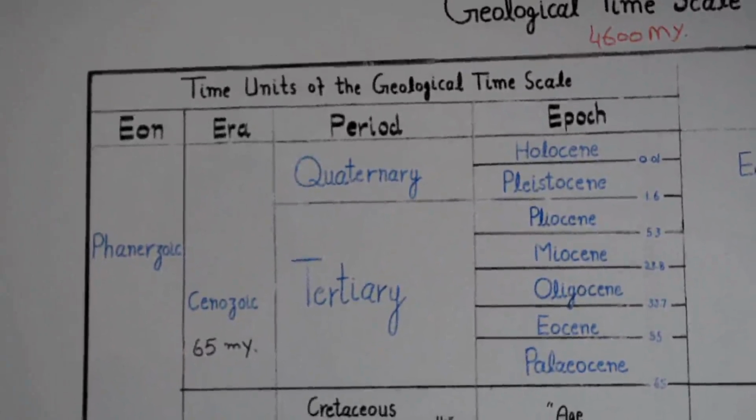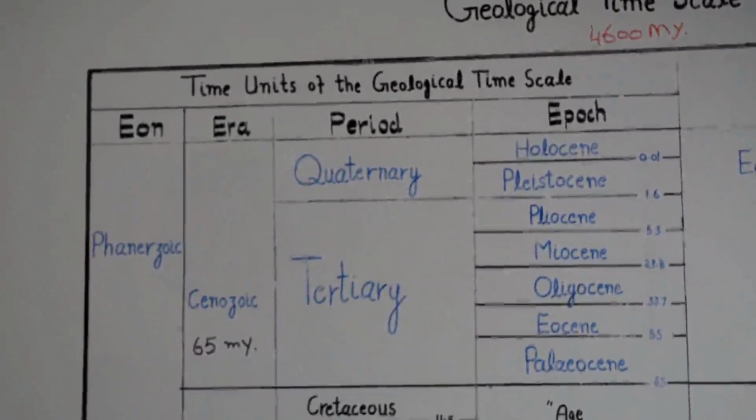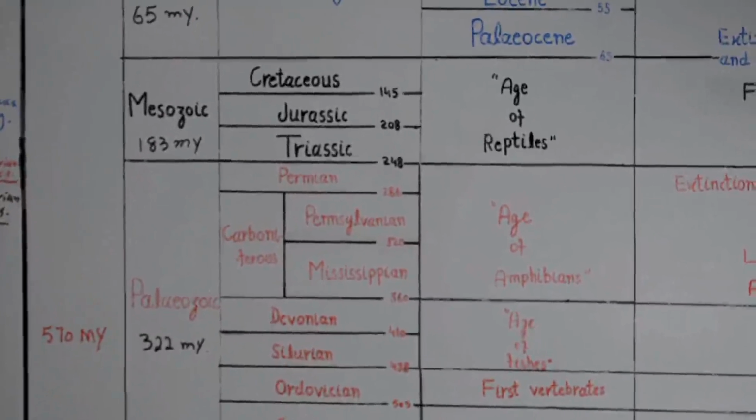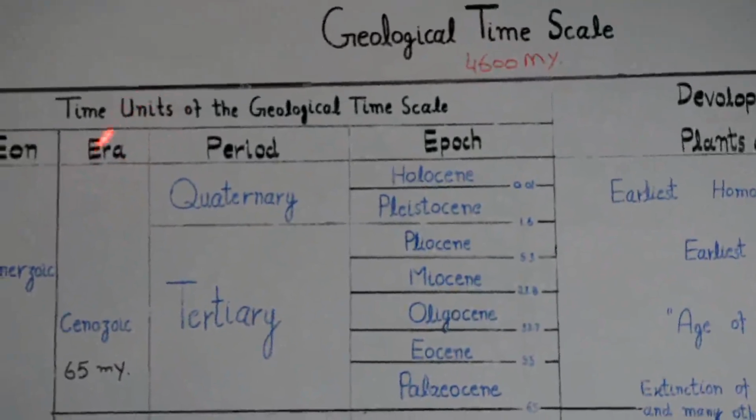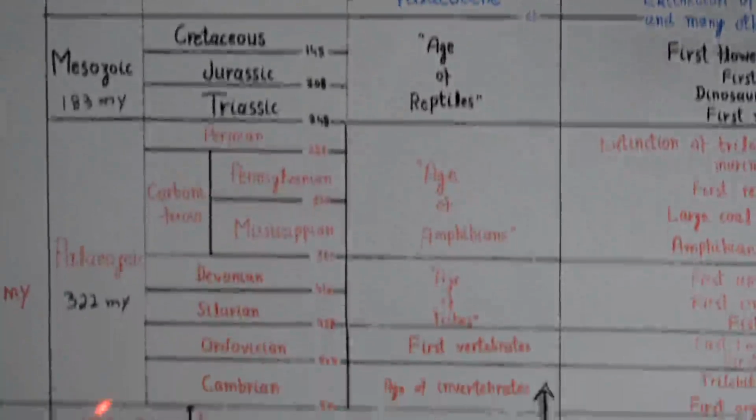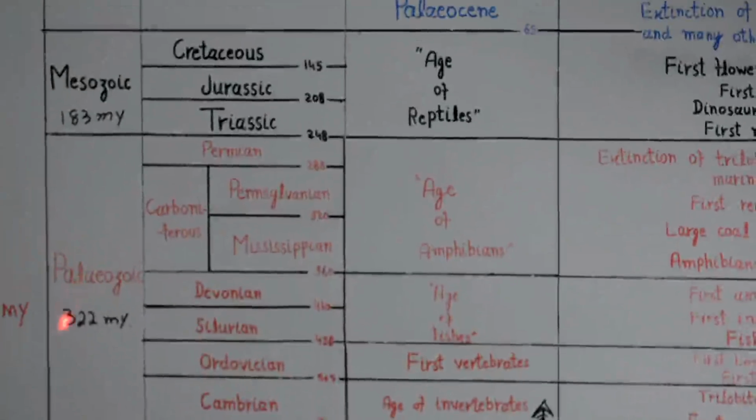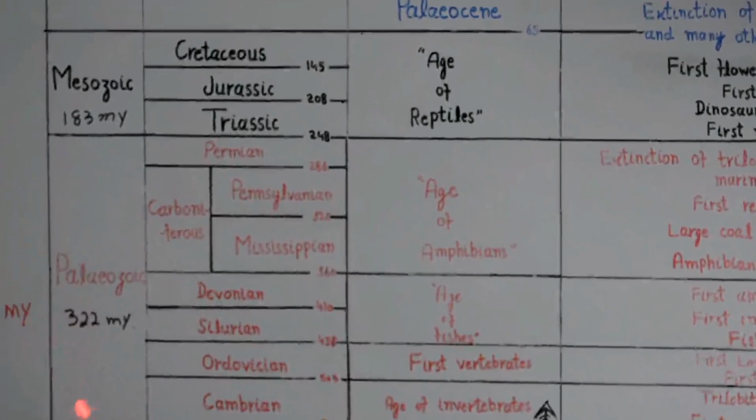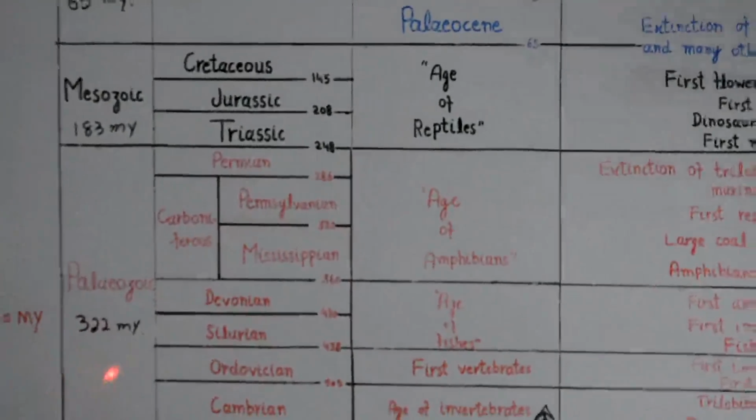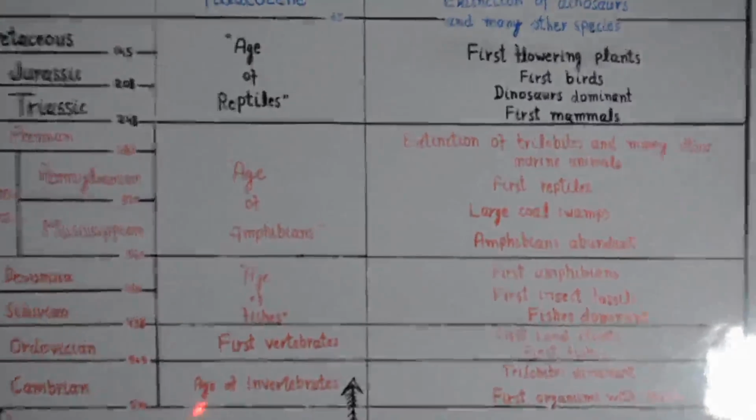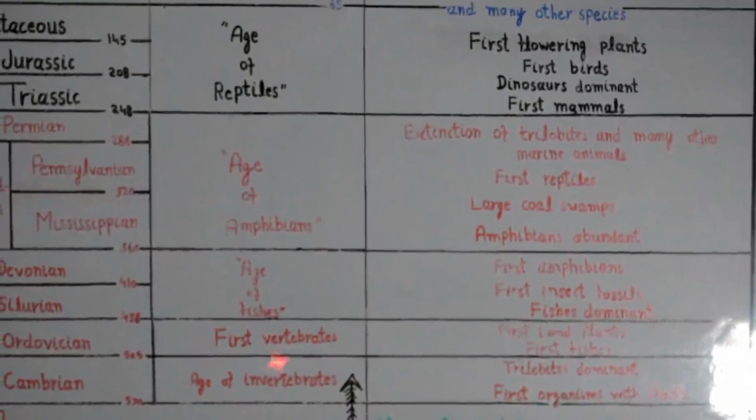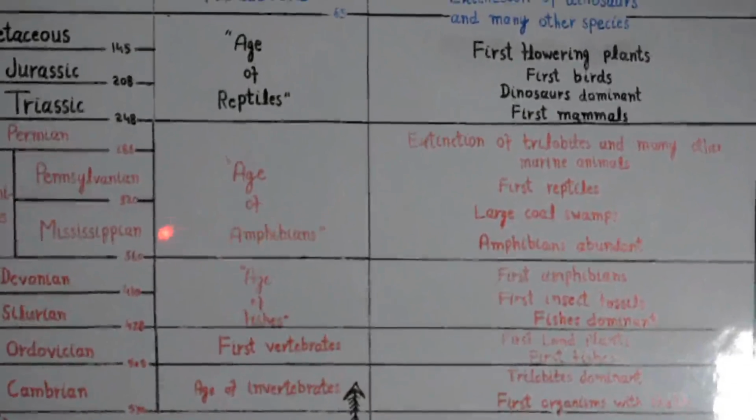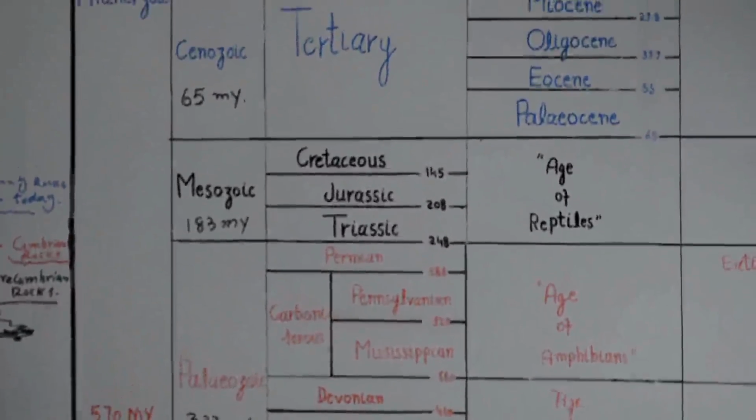Now this Phanerozoic, 570 million years, is further divided into three eras in total. Number one from the bottom is Paleozoic. Its duration is 322 million years, and the first invertebrates, complex trilobites, and then vertebrates, fishes, and amphibians belong to this era, what we call Paleozoic.